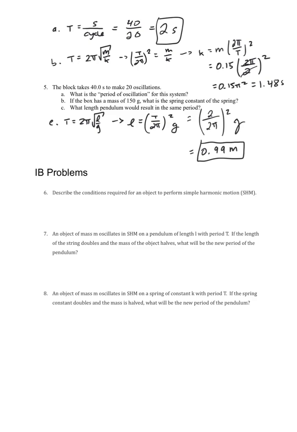First, we want to describe the conditions required for an object to perform simple harmonic motion. And this one actually should be pretty easy. It's just writing from your notes. Remember, we said that there are 2 key conditions. First, there needs to be a restoring force.